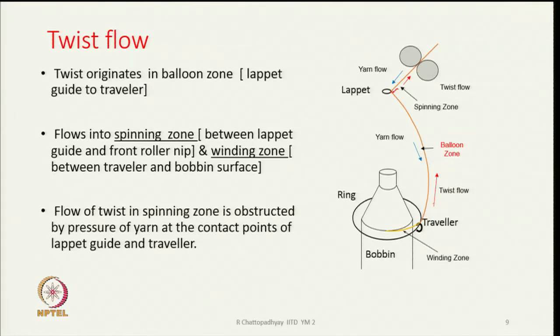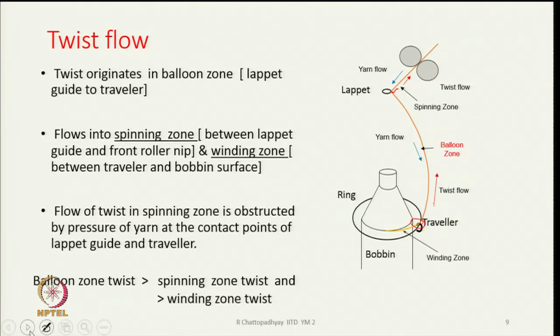Similarly, the contact point between the yarn and the traveler is also a source of obstruction to the flow of twist. Therefore, both at the lappet guide and at the traveler, there is a restriction or obstruction to the flow of twist. This obstruction is because of frictional resistance, since the yarn is bending over there. And at the contact point, there is also a pressure depending upon the tension of the yarn, and hence there is a resistance to the flow of torque. And therefore, the spinning zone twist will be a little less than the balloon zone twist. So, the balloon zone twist will always be greater than the spinning zone twist, and also greater than the winding zone twist, that is the twist in the final yarn that will go onto the bobbin.